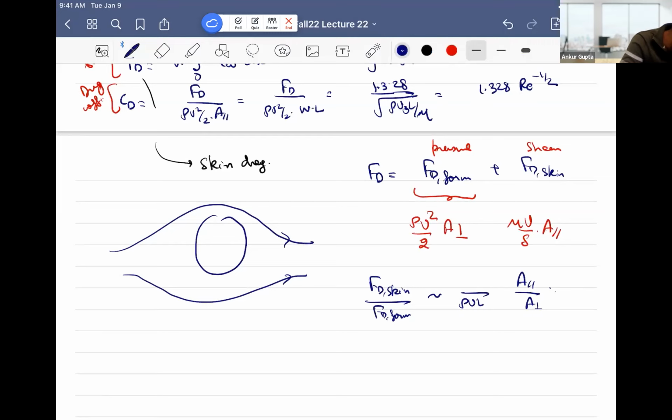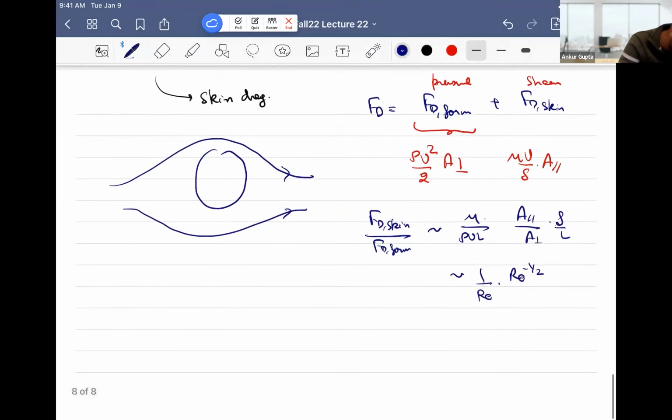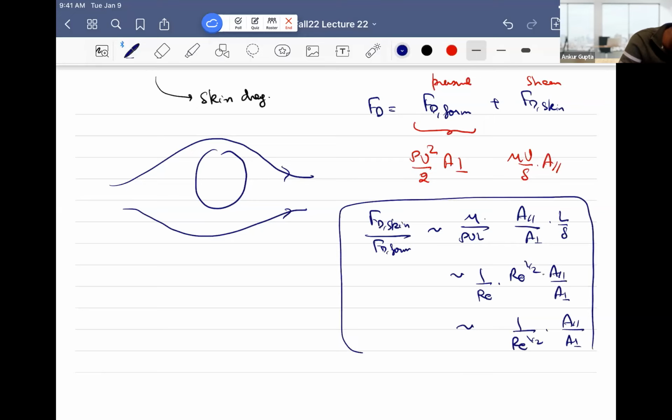So please do try this. I believe it's not too difficult to show this. This is what you get. This is 1 by Reynolds number. This is Reynolds number to the power minus half. Just make sure. Sorry, this is actually L by delta, times A parallel by A perpendicular. This is the result you get.